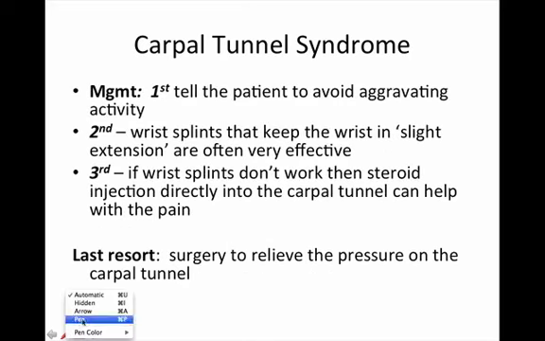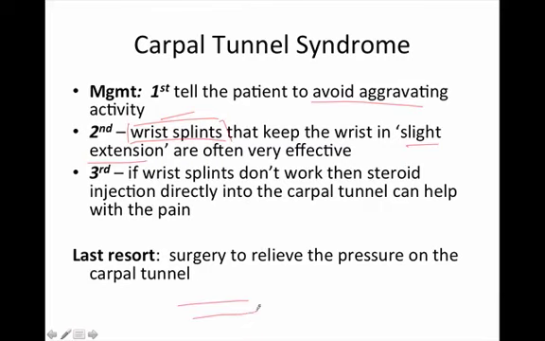So what is the management for carpal tunnel syndrome? The first thing we do is we tell our patient to avoid any aggravating activity. Most people can't do that because it's job related. So wrist splinting is one of the things that we're going to do. Now, they're not just going to ask you about that. They're going to ask you about what angle we keep those wrist splints in, and we're going to keep that wrist in slight extension. Okay. So here's the dorsum of the arm.